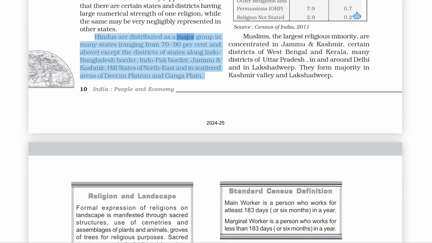Hindus are distributed as a major group in many states ranging from 70 to 90% and above, except the districts of states along Indo-Bangladesh border, Indo-Pak border, Jammu and Kashmir, hill states of northeast and in scattered areas of Deccan Plateau and Ganga Plain.